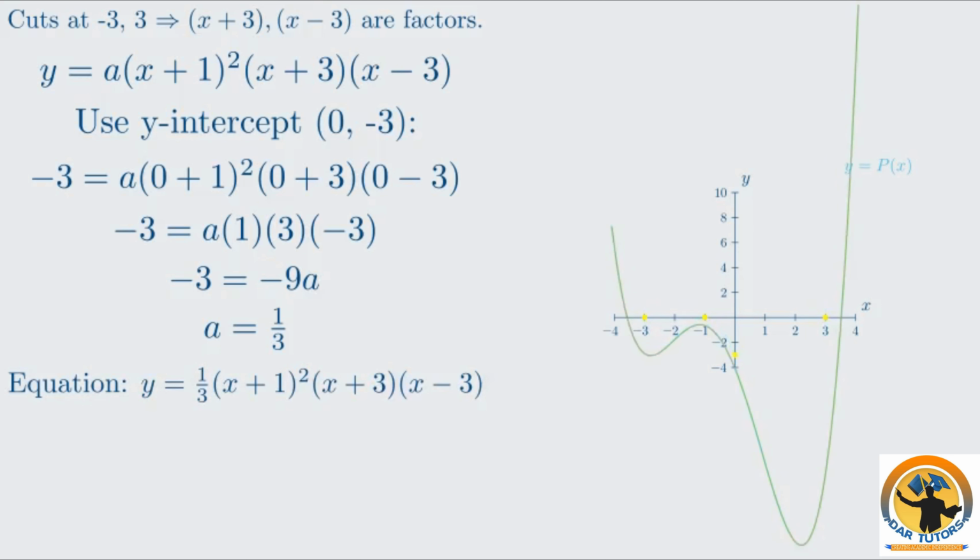The equation of the quartic is y equals 1/3 times x plus 1 squared times x plus 3 times x minus 3. The positive value of a is consistent with the graph opening upwards. Understanding the end behavior and the behavior at the x-intercepts is key to sketching and finding the equations of quartic polynomials.